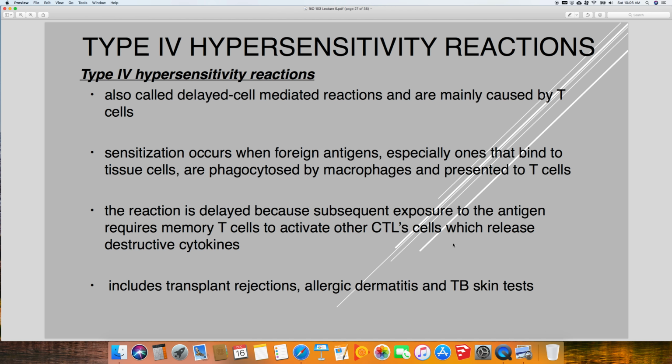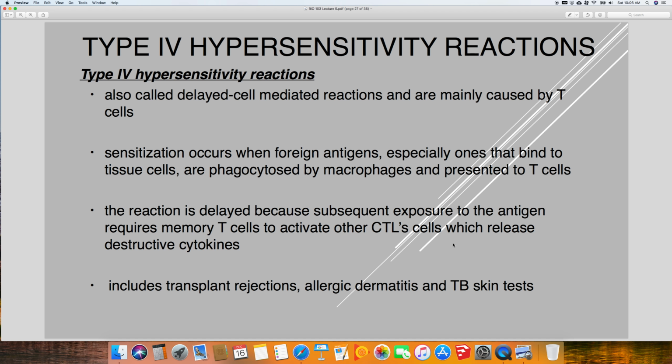And then type 4. These are delayed type reactions. These are delayed cell-mediated reactions that involve T cells. That's a big buzzword for type 4 reactions. These ones take a long time to develop. Basically, you have a sensitization step, which is when you first encounter the allergen. These allergens are phagocytosed by macrophages and presented to T cells on MHC class 2.